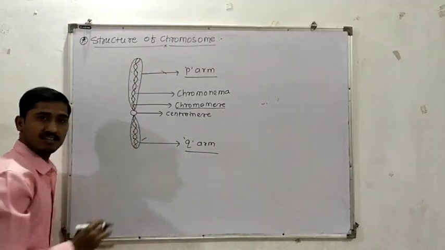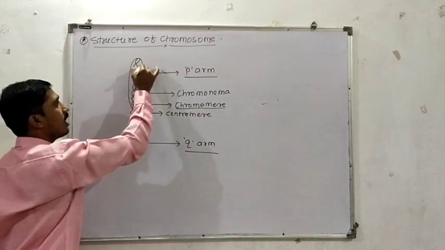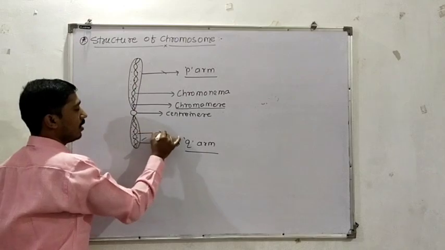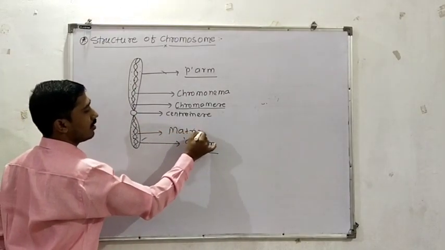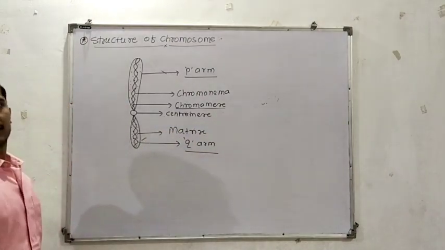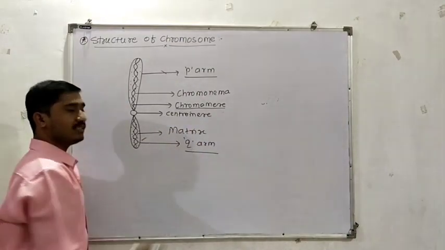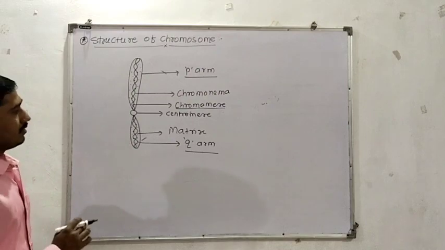Right? Then both chromatids are filled with sac-like structures. These are filled with a liquid material. That liquid material is called matrix.